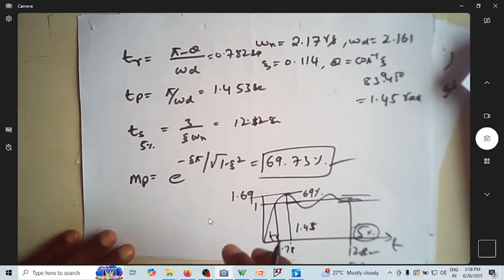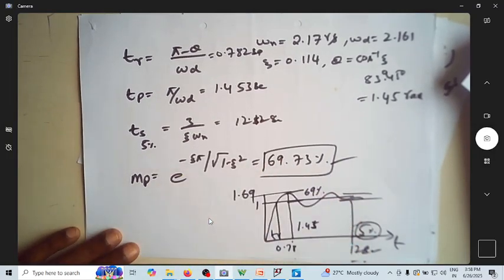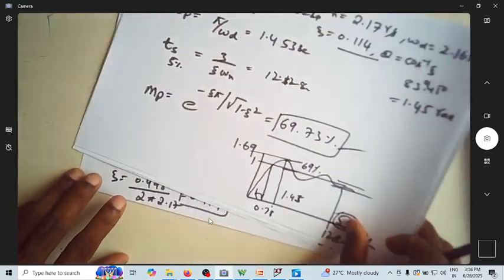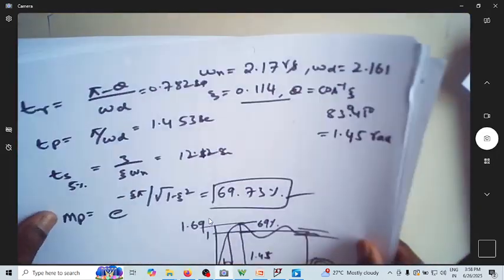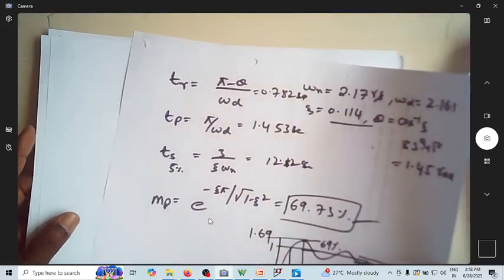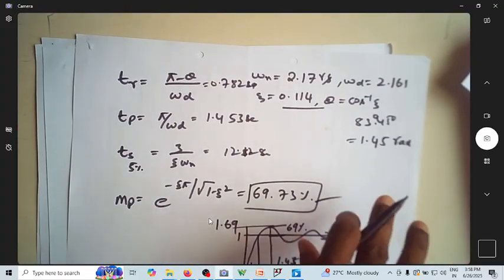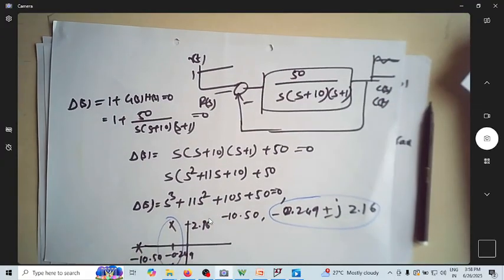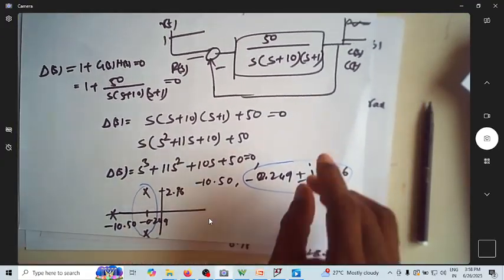Because it has more overshoot, because the value of zeta is less. Zeta is less. This way we are able to find the response of even a higher order system, considering the dominant poles, which will be a second order system.